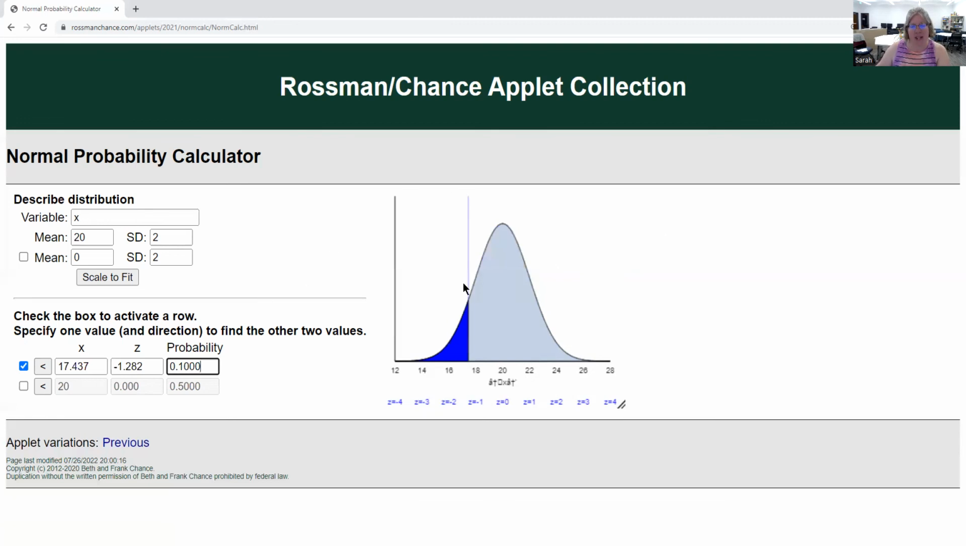And that's where I'm expecting that line to be, because I expect this lower 10% to be on the left side. And so when it asks for the cutoff value, it's asking for x. So far we've learned if I give you x, you give me the probability. And now you can put the probability in and get x back out. So we get 17.437 for x there. So 10% of the time you're going to arrive to school, or your commute time is going to be 17.4 minutes or less.